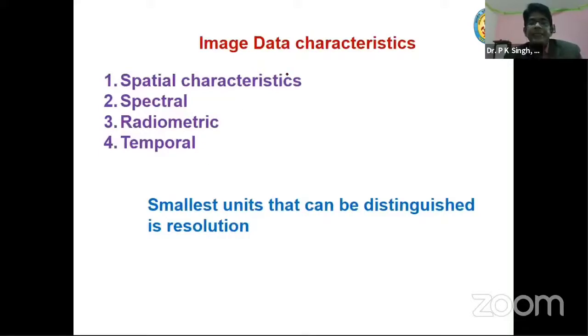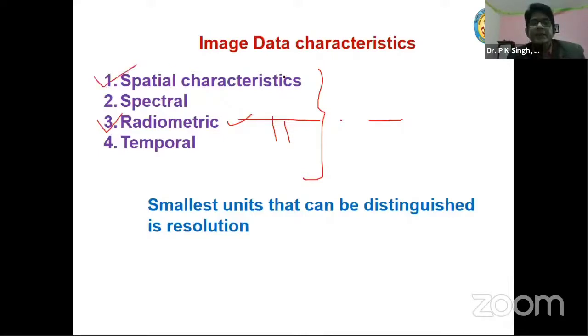Then image data characteristics. You must know what type of data you are interested in, what type of data you have taken, and what the characteristics of those data are. I have explained radiometric data. What is the bit size? If it is 1 bit, then only black and white you will be able to see, 0 and 1. If it is 8-bit, it is gray scale, light to dark. If it is 16-bit, you can store more than 65,000 values of information. That is radiometric resolution.